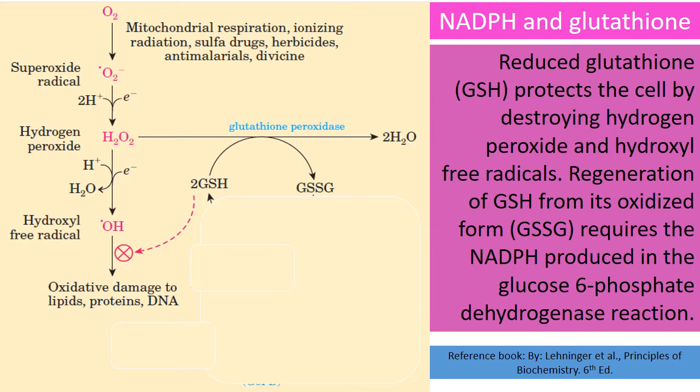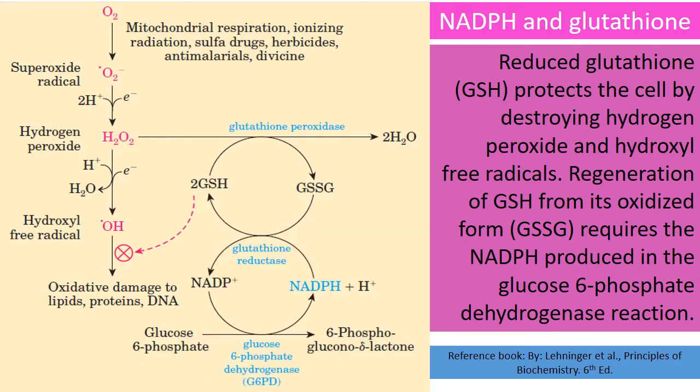So now look at the complete picture. Oxygen is converted into hydrogen peroxide, and glutathione peroxidase converts this hydrogen peroxide into water molecule. If there is a presence of reduced glutathione 2GSH, that is converted into oxidized form.